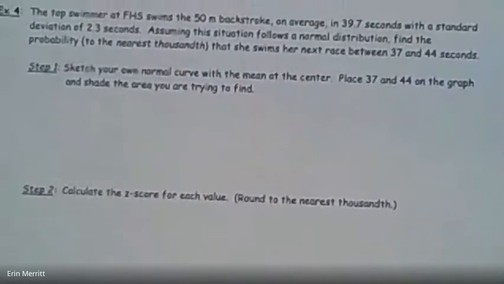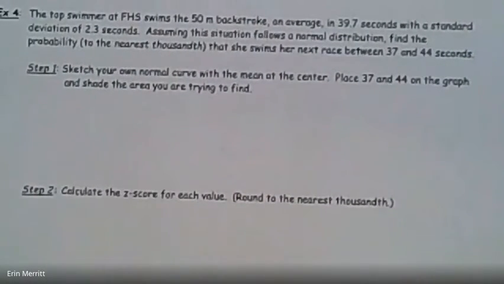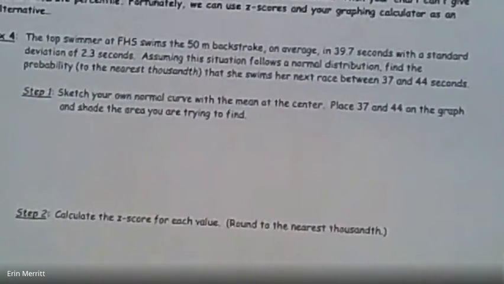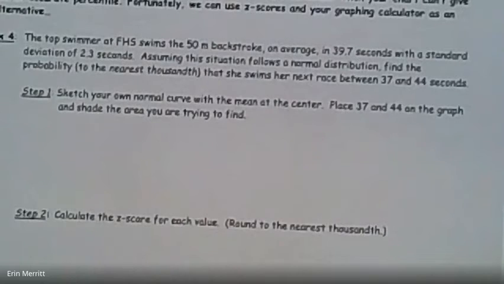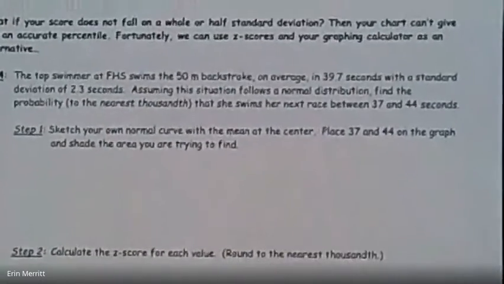4. It says, what if your score doesn't fall on a whole or a half standard deviation? Because the ones that we just did were 2 above, 1.5 below. Those are nice and pretty, right? In that case, for your z-scores, we can use the calculator. So the calculator will do it nicely for us, right?